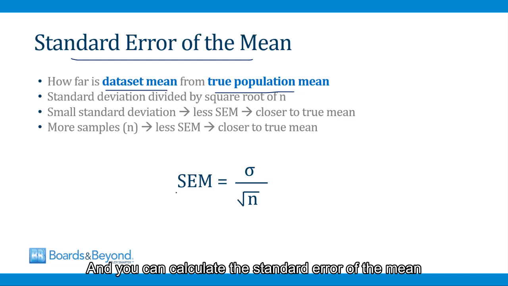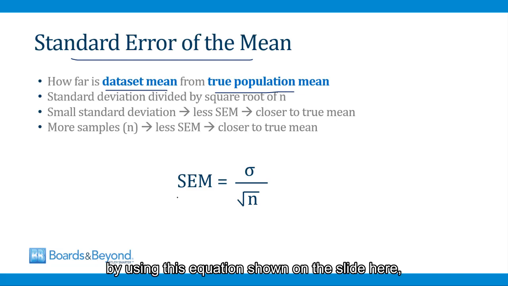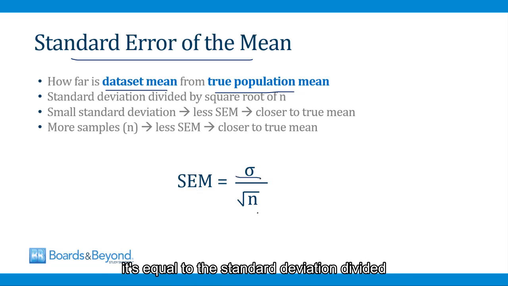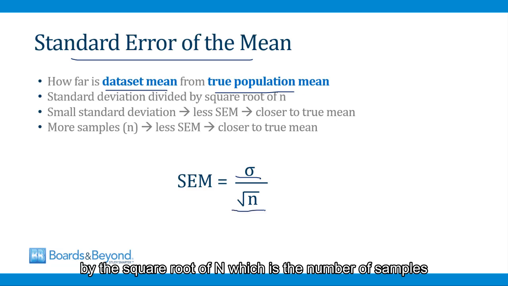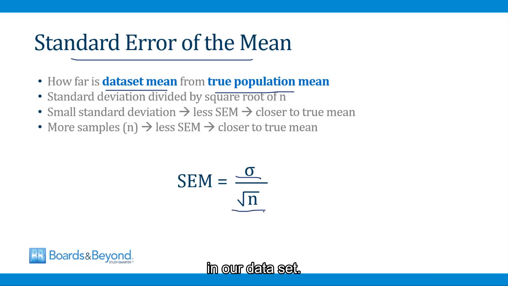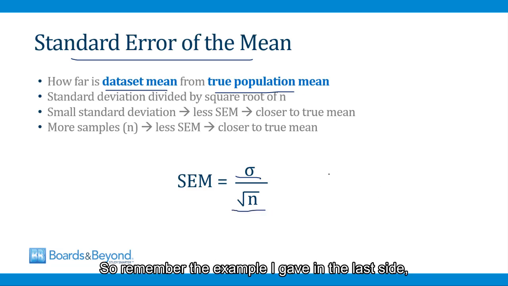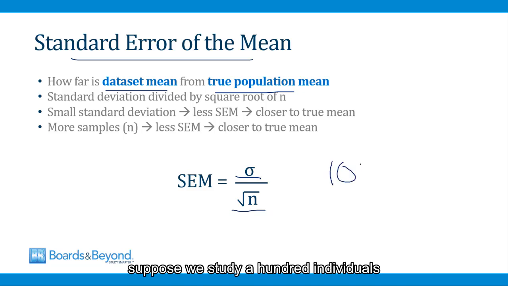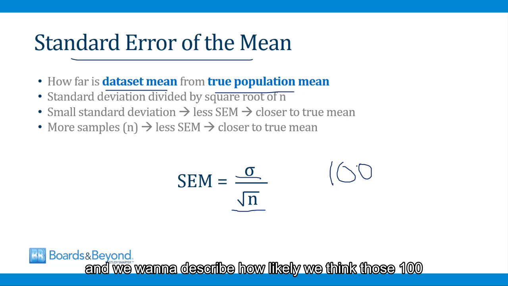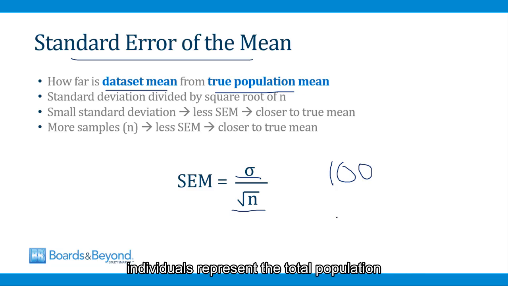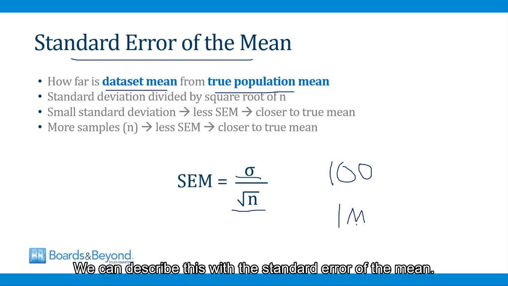And you can calculate the standard error of the mean by using this equation shown on the slide here. It's equal to the standard deviation divided by the square root of n, which is the number of samples in our data set. So remember the example I gave on the last slide. Suppose we study 100 individuals, and we want to describe how likely we think those 100 individuals represent the total population of 1 million individuals. We can describe this with the standard error of the mean.